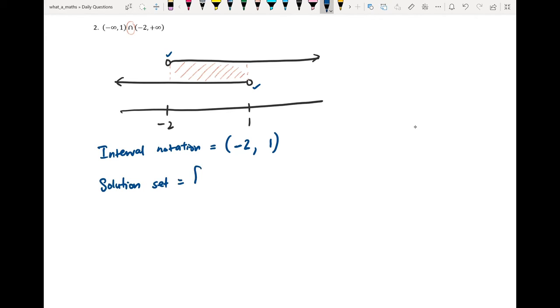My solution set will be equal to curly bracket. I name my variable x. So this variable will be in between -2 and 1. So I have -2, x, and 1. Since my bracket here is open, here is also open, so I can have this to be smaller than, this is also smaller than.